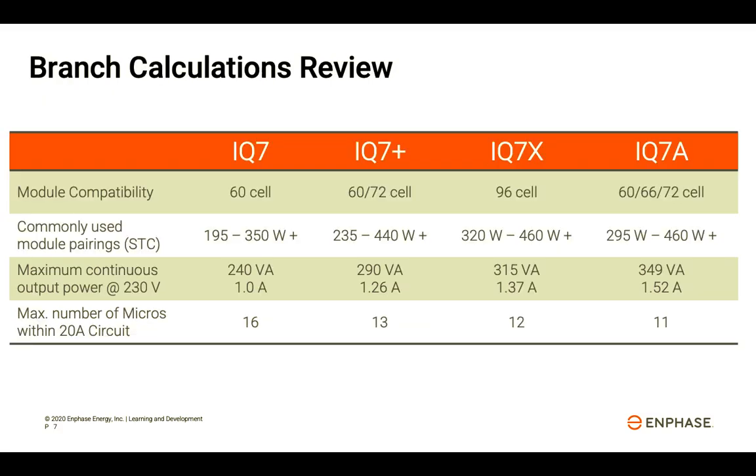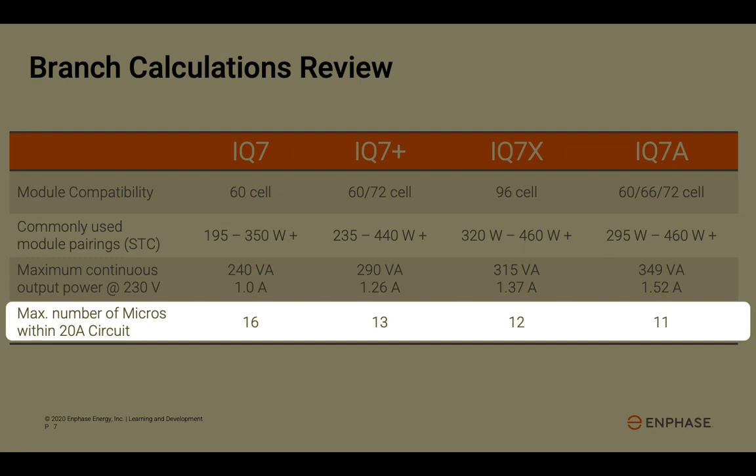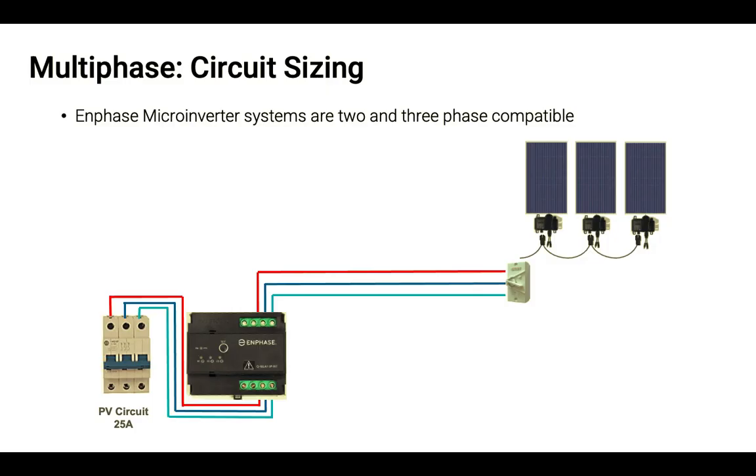Now let's look at the maximum number of microinverters per circuit. The total number of microinverters within the AC circuit reduces as the current for each device increases. So for IQ7 the total is 16, IQ7 Plus 13, IQ7X 12, and the IQ7A microinverters have a total of 11 microinverters per circuit. Enphase microinverter systems are 2 and 3 phase compatible.